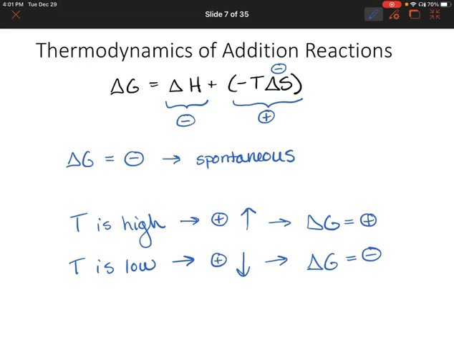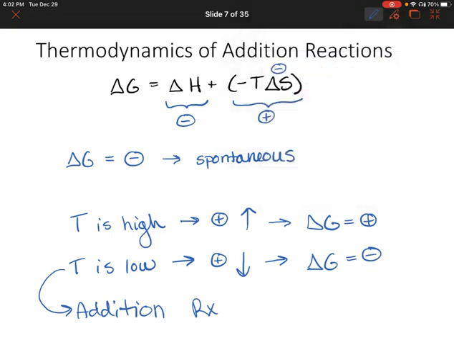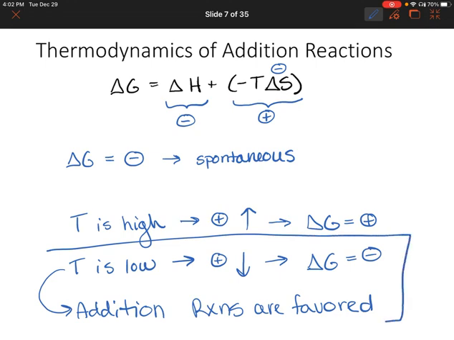So I hope that makes sense, how I stepped through that. But the main message here is that addition reactions are favored at low temperatures.